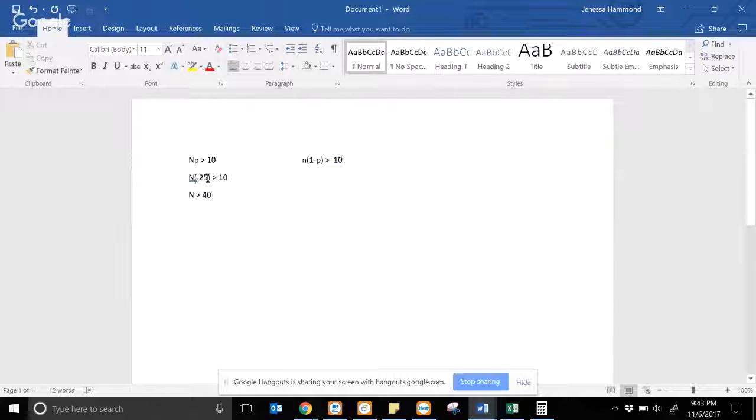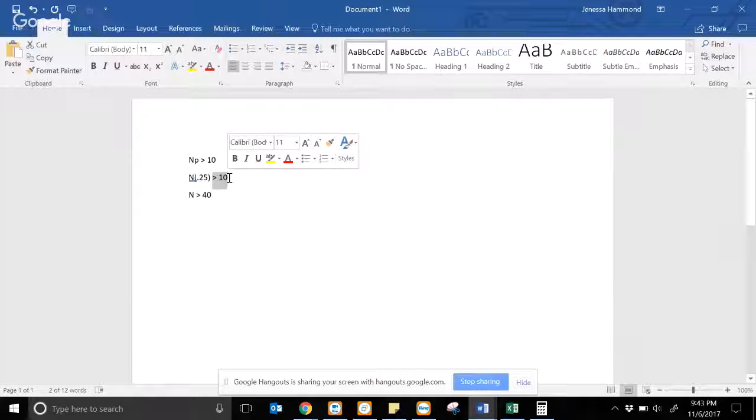Nope, because we divided this by 0.25, so that isolated n by itself. Yes. So then we just have to divide 10 by 0.25. So now we have n by itself has to be greater than or equal to 40. Does that make sense?